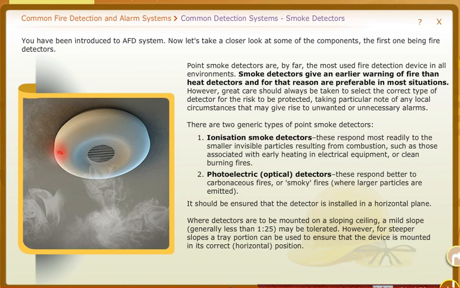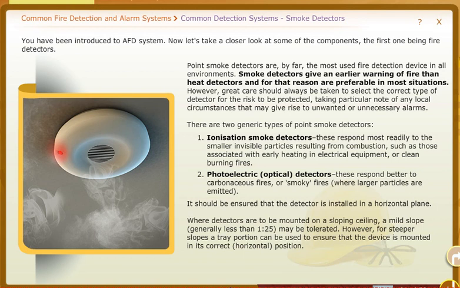There are two generic types of point smoke detectors. Ionization smoke detectors. These respond most readily to the smaller invisible particles resulting from combustion, such as those associated with early heating in electrical equipment or clean burning fires.